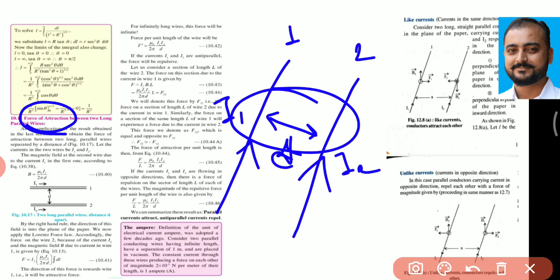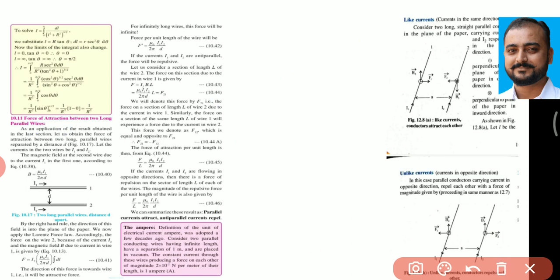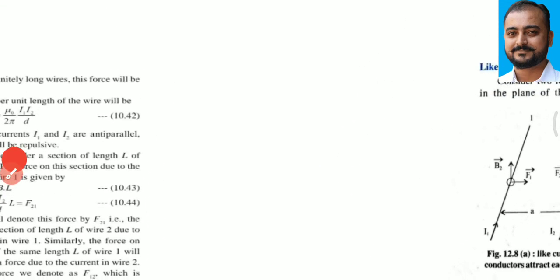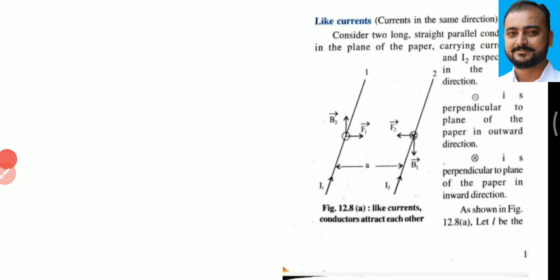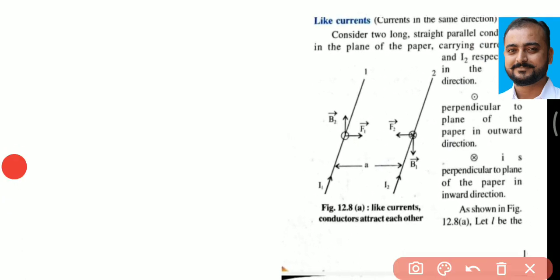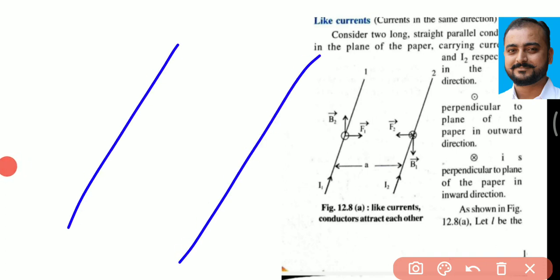First, while considering this topic, I am showing you a simple figure. You can observe this figure. In this figure, we observe two long straight parallel current carrying conductors, say number 1 and number 2, carrying current I1 and current I2.